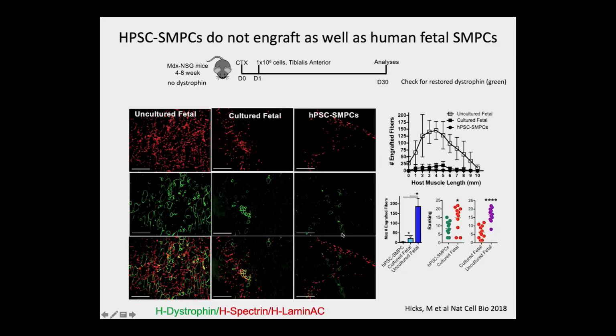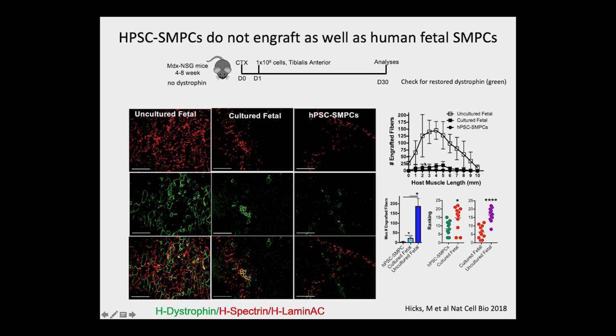So we're looking for whether there is any population of cells that can restore dystrophin in this model. You can see that if you take our pluripotent stem cell-derived cells and look for dystrophin restoration, that's dystrophin in green. This is a cross-section of muscle. Here we're looking at human dystrophin, human spectrin, and human laminin AC. So red is marking the human cells, and dystrophin is marking restored dystrophin in this model. You can see that they don't really restore dystrophin very well. But if you just take fetal cells, this is week 17, and you don't culture them and just engraft them, they actually restore dystrophin very nicely.